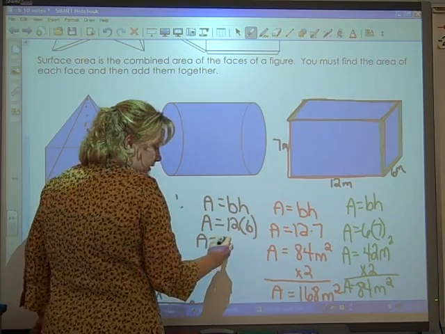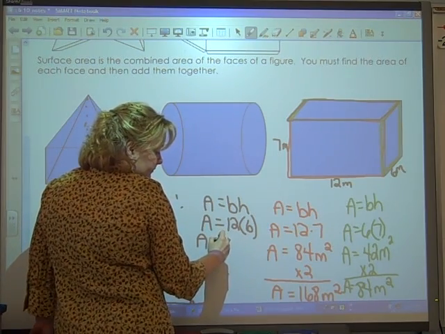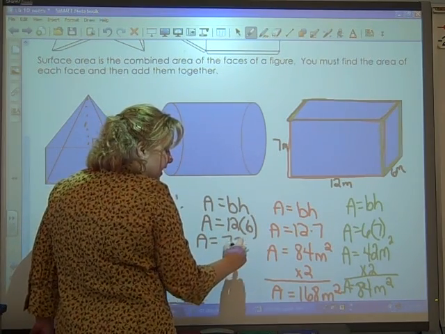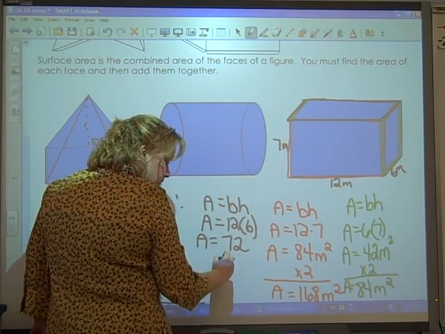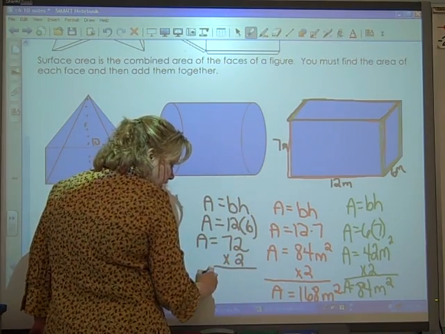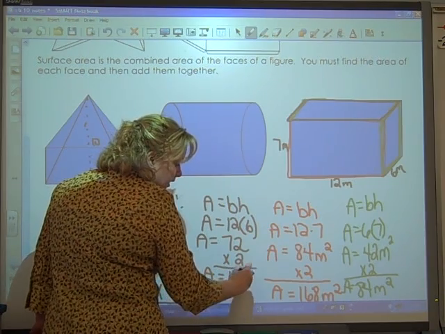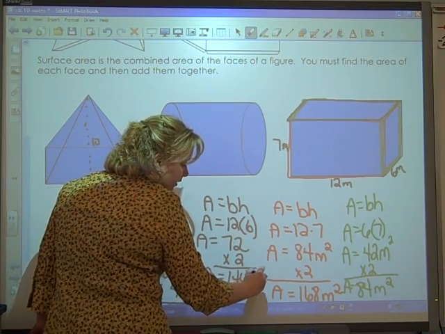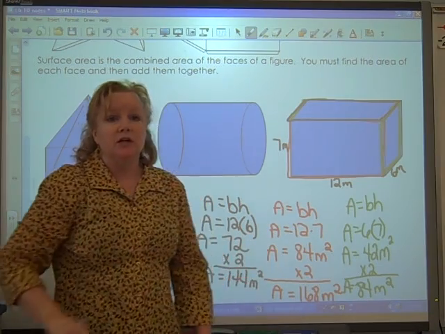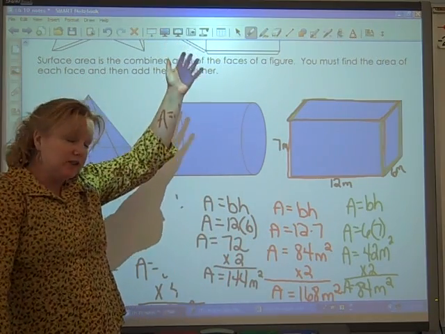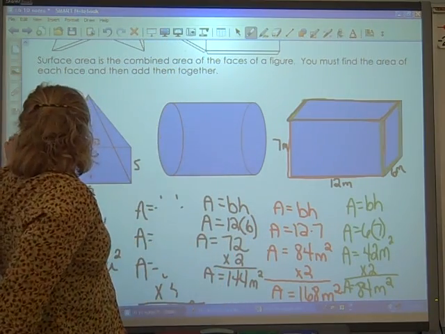72. Okay, and then you agree that the top and the bottom are the same, so we multiply it by 2, and I get what? 144. Okay, and that's meters squared. Last step is going to be to do what? Okay, so I'm going to add them together.